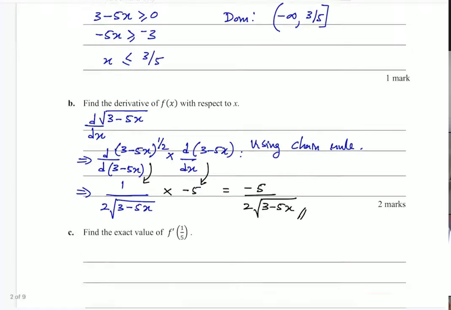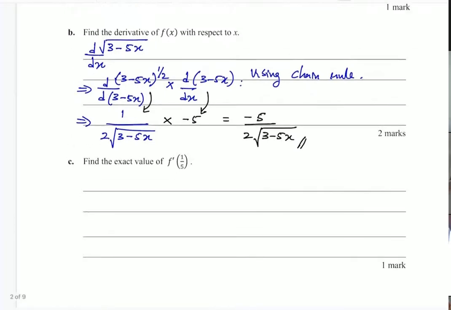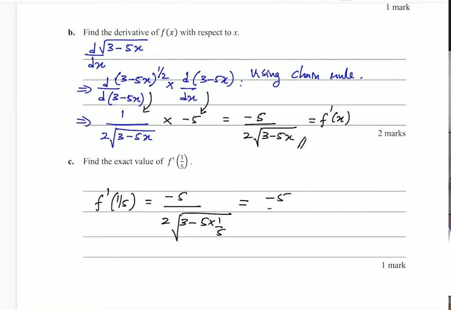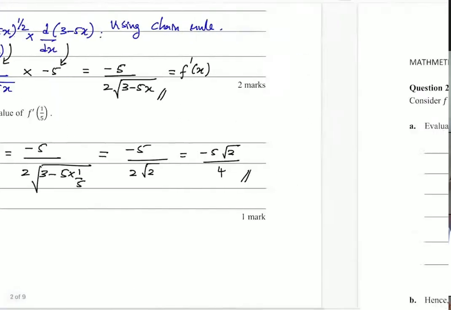And then find the exact value of that. Very easy. This is nothing but your f dash x. So f dash of 1 divided by 5. You put 1 divided by 5 here, so 3 minus 1 divided by 5, right? So it's going to be 1 here. So 2 square root 2. If you want, you can say minus 5 square root 2 divided by 4. So that's that question.